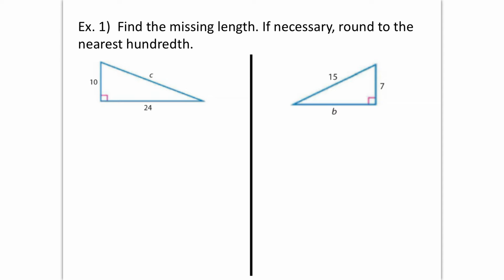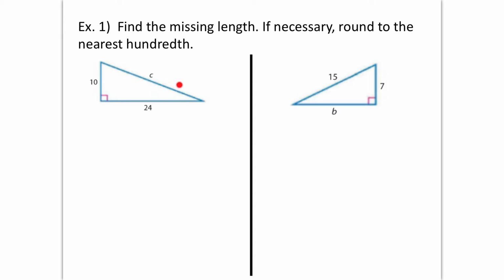Now, it says here that we can round to the nearest hundredth if it's necessary. If we get an irrational number or a decimal, we can round to the nearest hundredth place, which is two decimal places in that decimal. Now, let's look at the triangle on the left side.